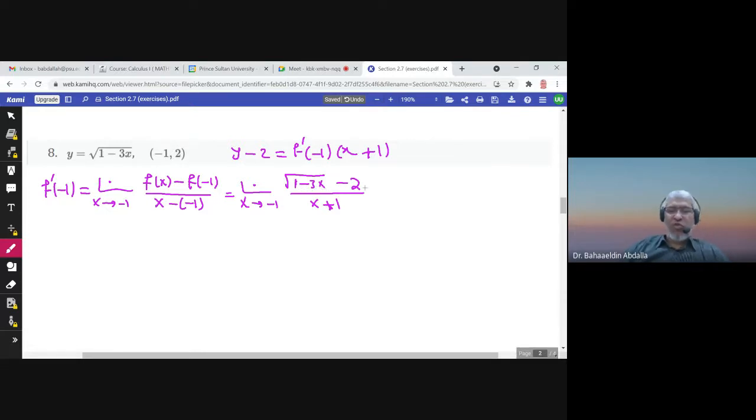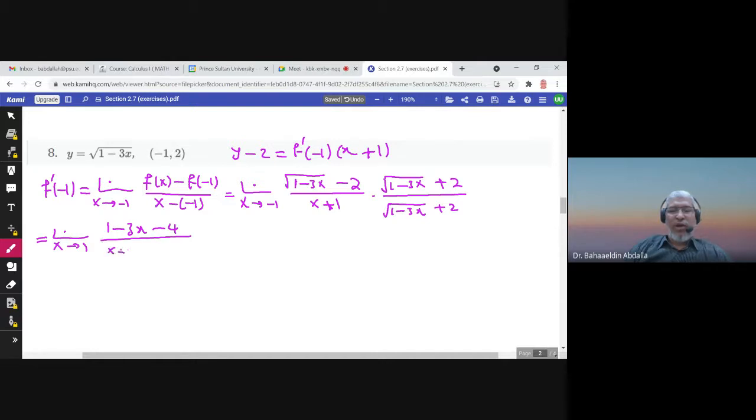Well, if I replace x by negative 1, I'll have 1 plus 3, 4. Square root of 4 is 2. 2 minus 2 is 0. 0 over 0. So I have nothing here to factor. So I'll multiply by the conjugate of the numerator. And multiplying u minus v times u plus v, I'll get u squared minus v squared.